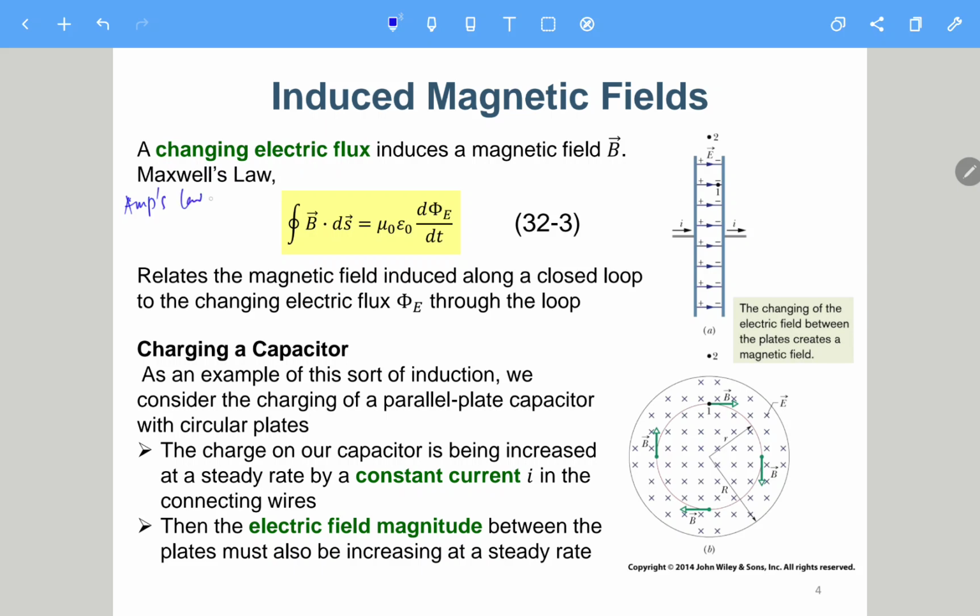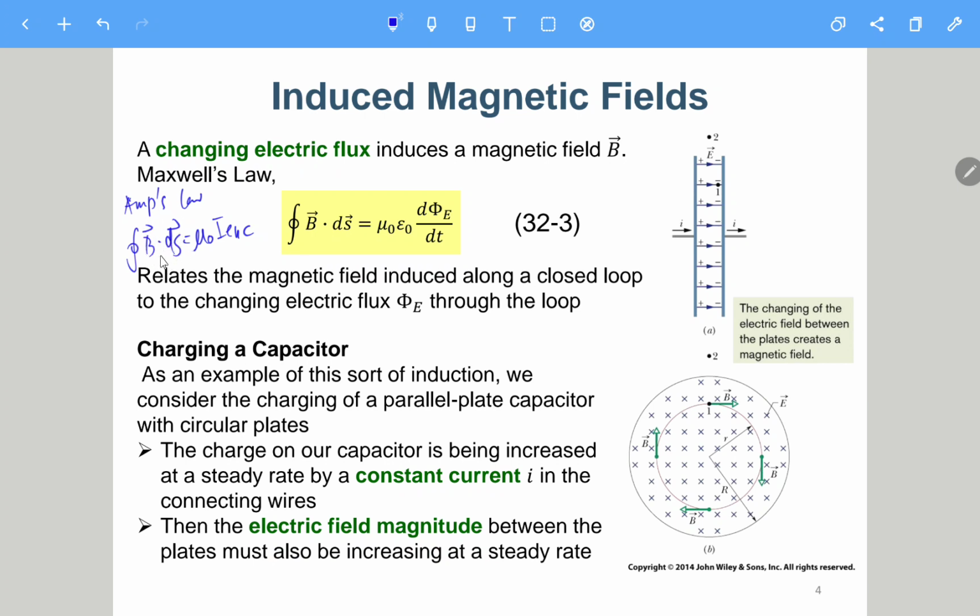So for the Ampere's law, it is something like the line integral of B dot ds is mu 0 I enclosed, if you still remember. In chapter 29, we already did quite a lot of examples about the Ampere's law. So you can see on the left side, this is integration of B dot ds for the closed loop, or the contour.